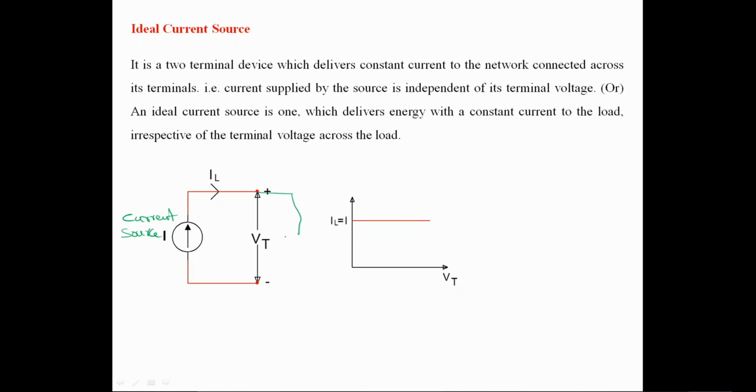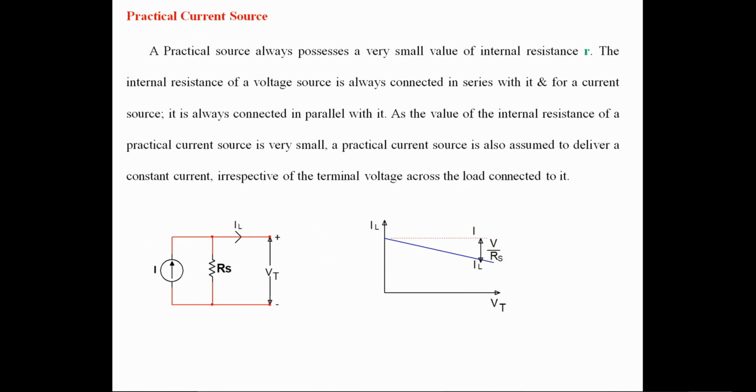Suppose you connect a load to this, like this. Right? So whatever the load here, it always delivers a constant current. టెర్మినల్ వోల్టేజ్ ఎంత అయినా ఉన్నా, లోడ్ వోల్టేజ్ ఎంత అయినా ఉన్నా, it delivers a constant current, and this is called an ideal current source. Then coming to the practical current source.